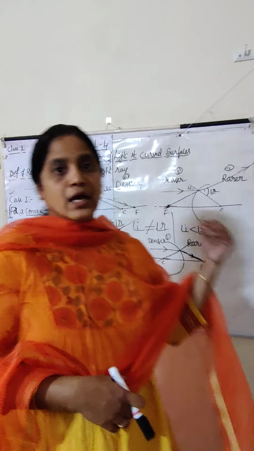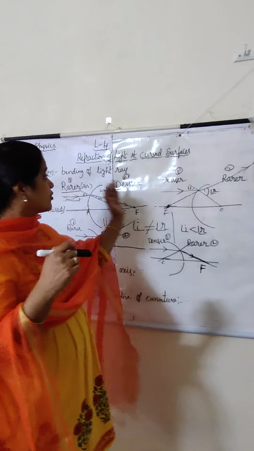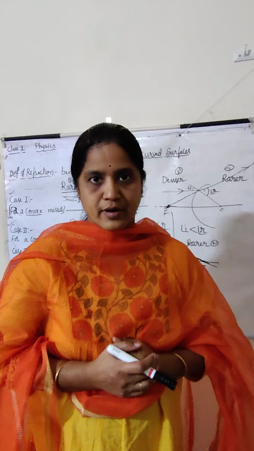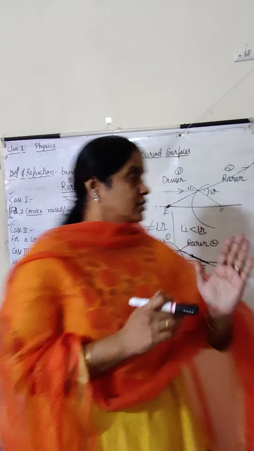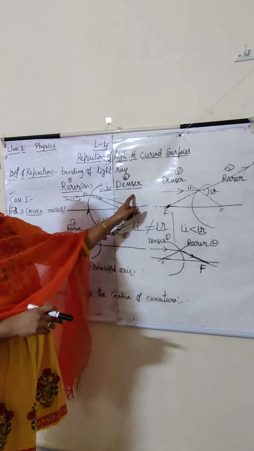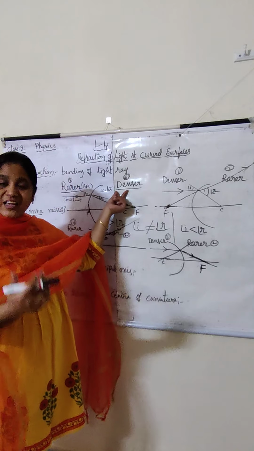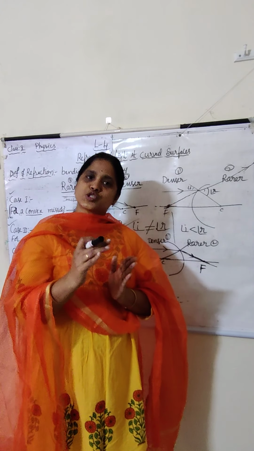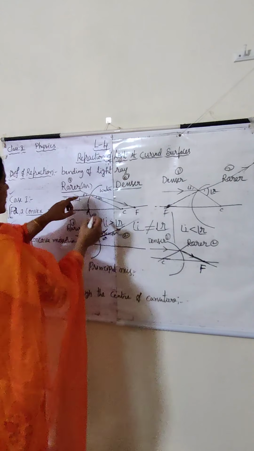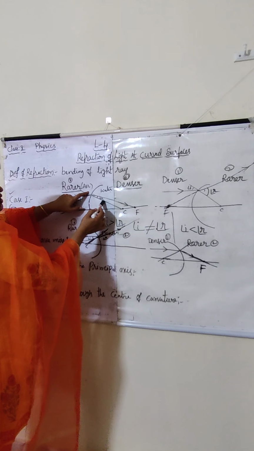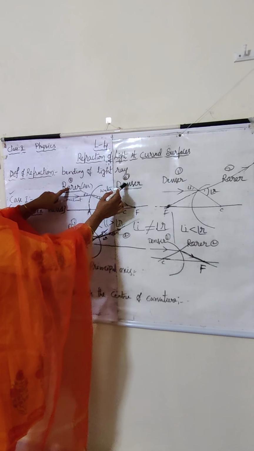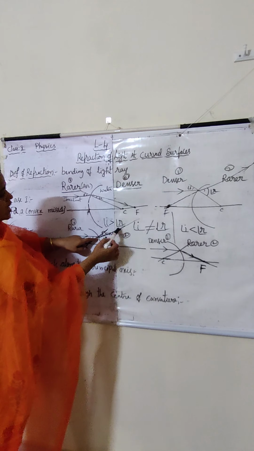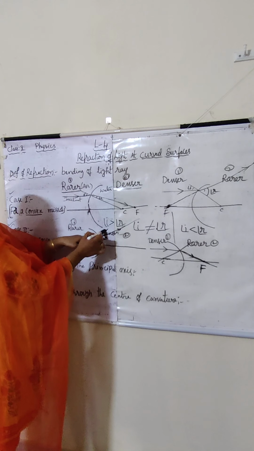So that's why, while finding from rarer to denser or denser to rarer, whatever the type of mirror, we have to find it out. Rarer to denser means its speed decreases. When its speed decreases, the refracted ray travels towards the normal. From rarer to denser, here also rarer to denser, the refracted ray travels towards the normal.